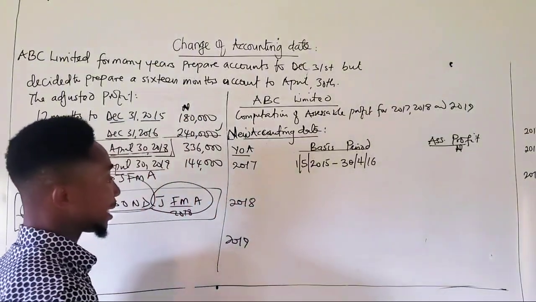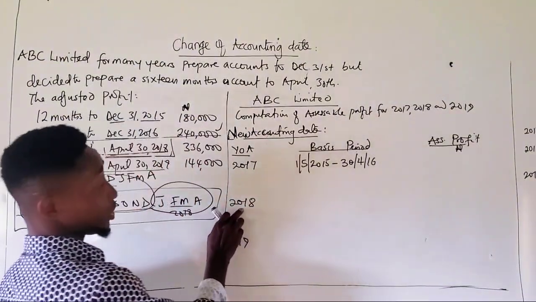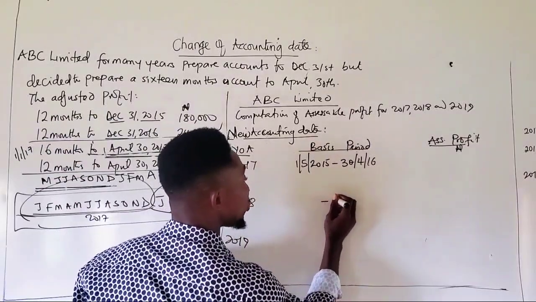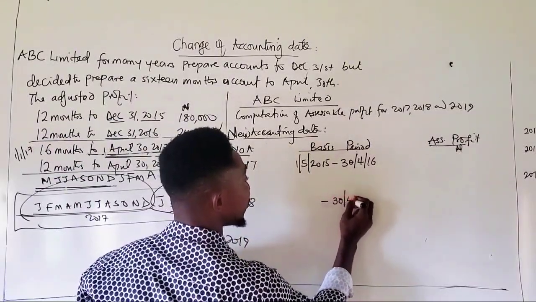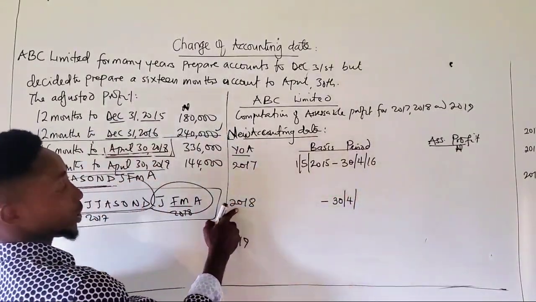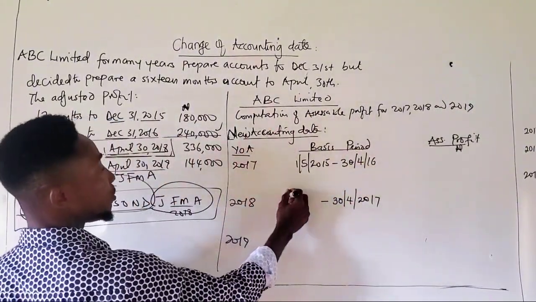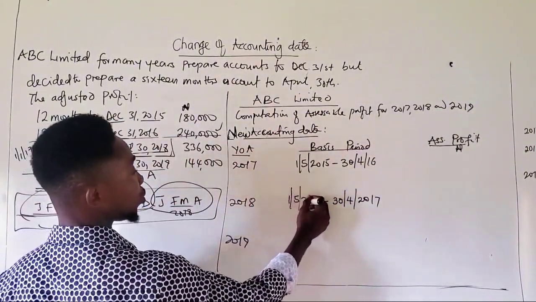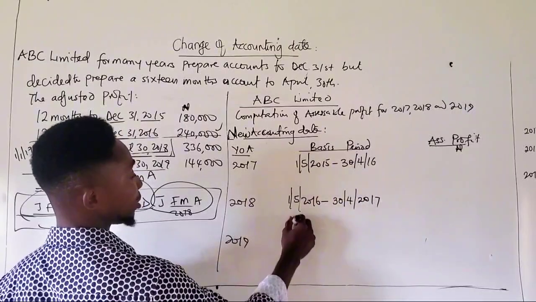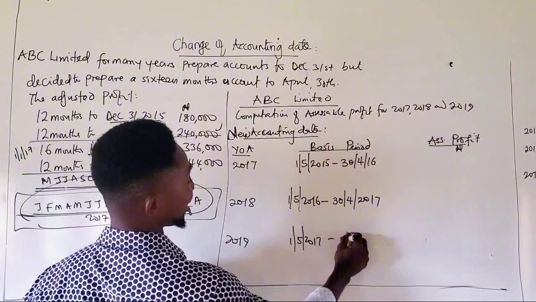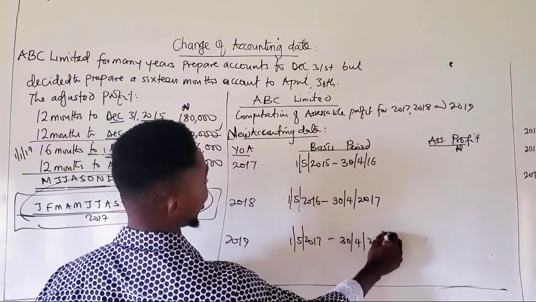So same thing applies. If this is 2018 year of assessment, the new accounting date is 30th of April. Which year comes before 2018? It's 2017. 12 months back will be 1st of May 2016. Okay, so here 1st of May 2017 to 30th of April 2018.